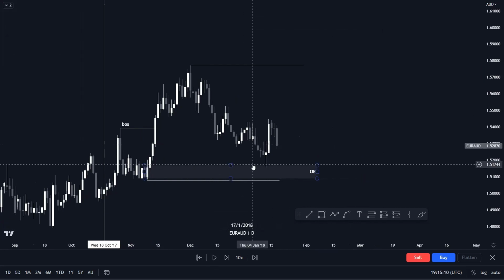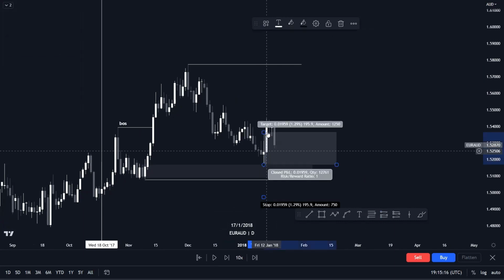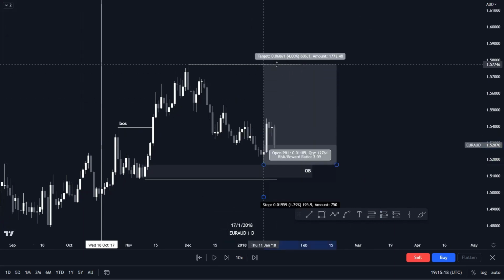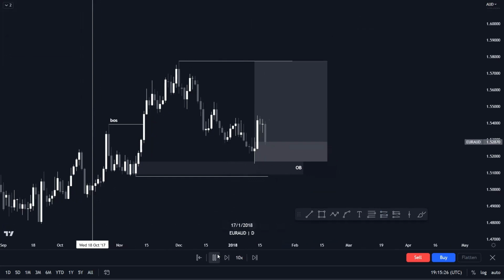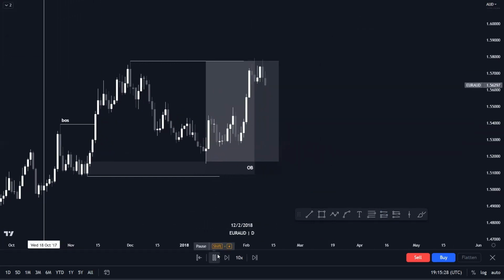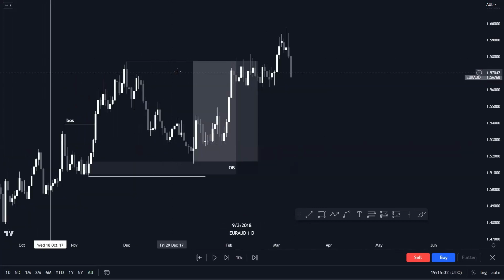So as you can see there, price taps into our order block. So here, you'll be taking your trade and looking to take your profit at your previous high here. Okay, so as you can see, price eventually pushes to the upside and violates our previous higher high here.